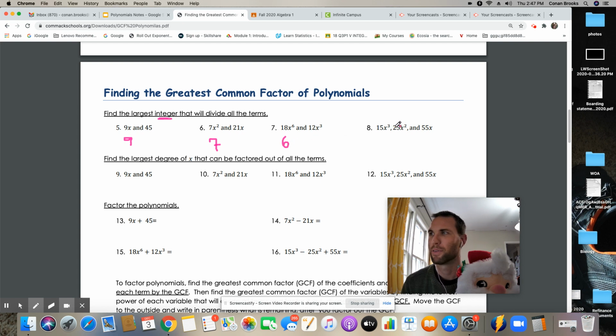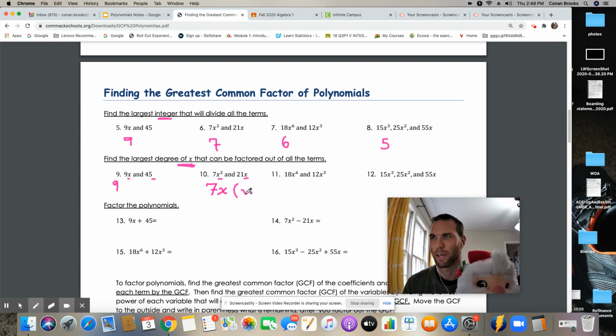And then right here, 15, 25, and 55, it looks like the biggest GCF is 5. Okay, well, what about the degree of the x? I'm going to write the integer. 9 is the integer, and then you see an x here and no x here. If they both don't have x, then you can't pull an x out for the GCF. Here there are x's. There's 2 x's right here, and there's x right here. So that's the integer 7, but then you can also take out an x, and that's your GCF, 7x.